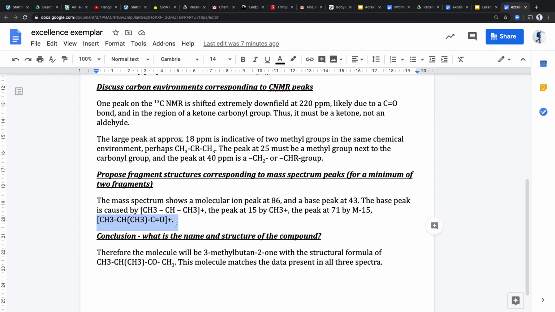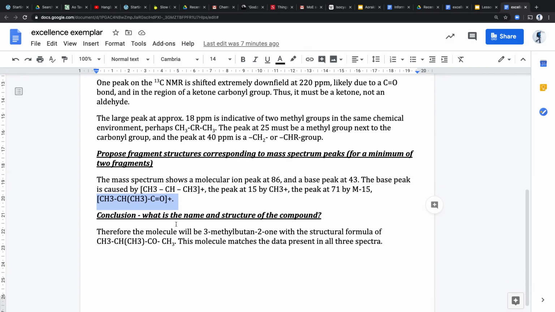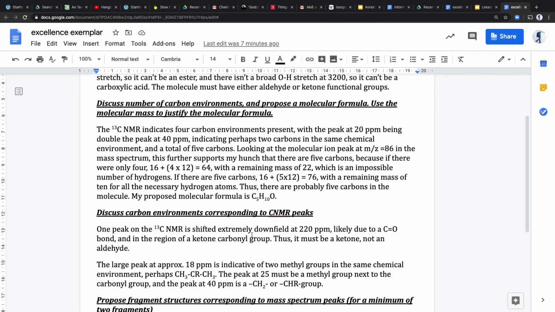So we justified that our structure matches up. If we break it in various places, it forms the mass spectrum we see. And in conclusion, you even used the classical therefore the molecule must be this. It matches all the data. It must be that. So that's it.